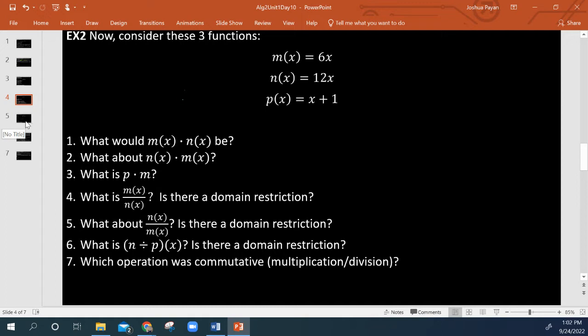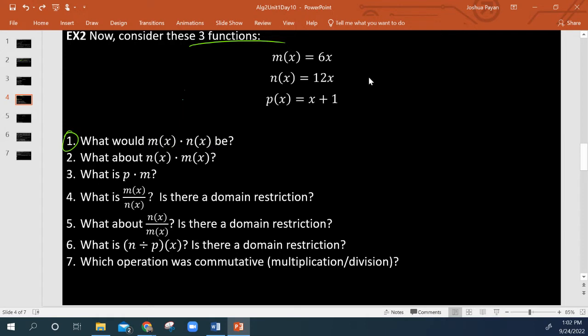Okay, so for example, here's our first example we're going to look at. We've got three functions here. M, N, and P all are functions of X, right? So that means, and that's not necessarily what makes them combinable, but that means we can simplify them after we combine. So what do I mean by that? So first example here, what is M of X times N of X?